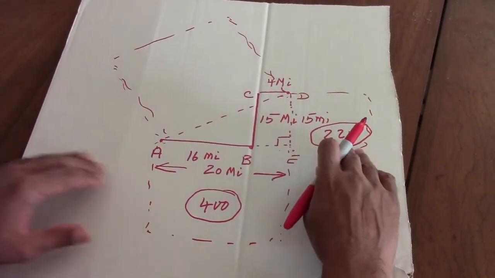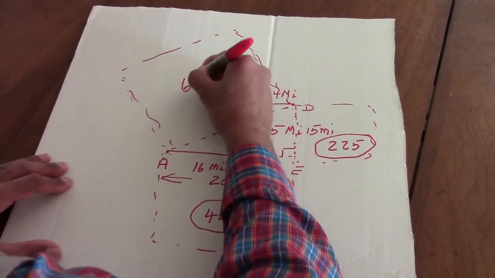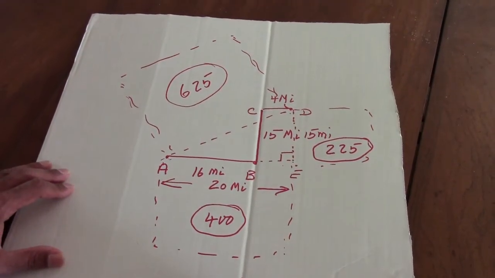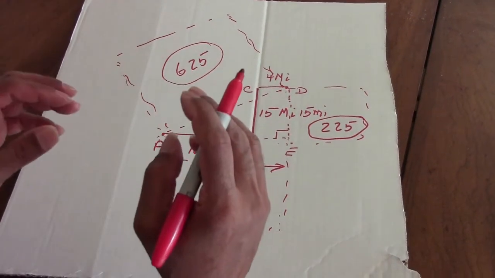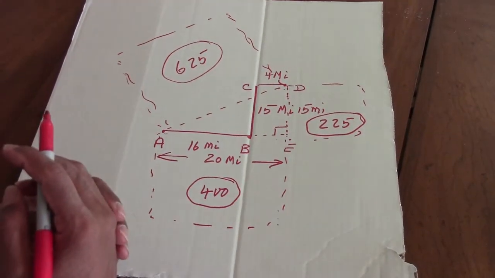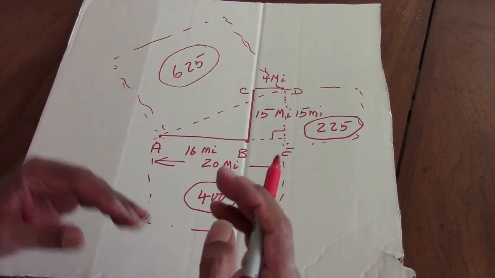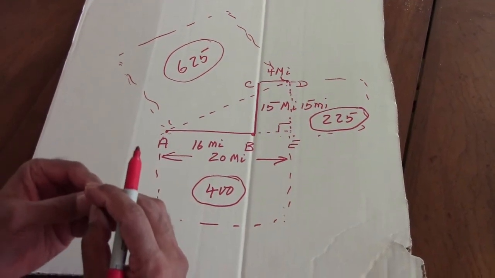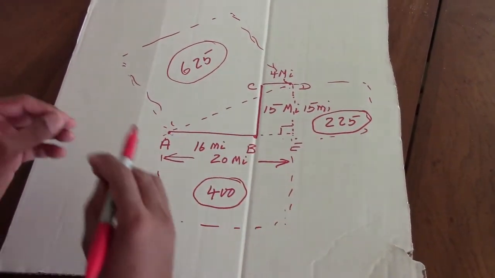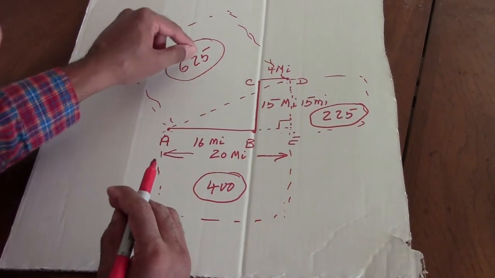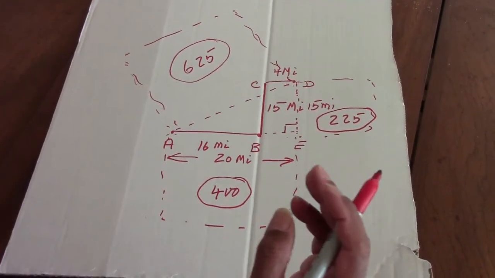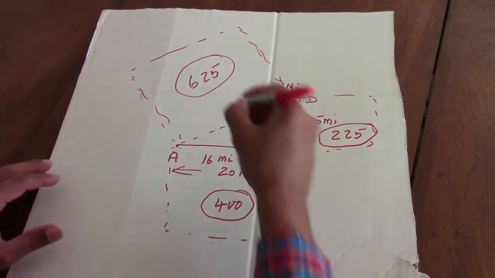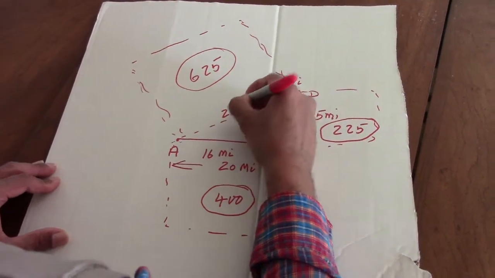So according to the Pythagorean theorem, the area of this square is the sum of this and this. 400 plus 225, which is 625 square miles. When we know the area of a square, to get the side, we take the square root, because we are asking ourselves the question, what number multiplied by itself will give us 625, which is by definition taking the square root. And the square root of 625 is 25.